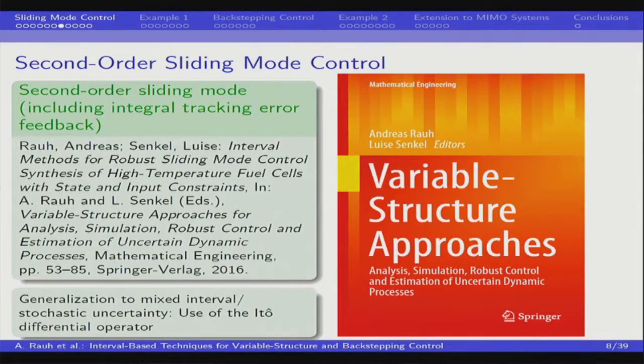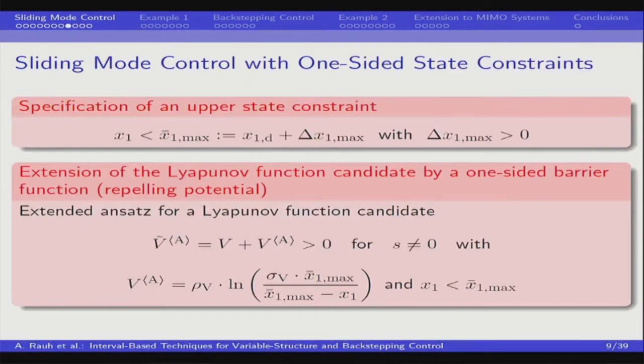Now, let's have a look at these constraints. These constraints are formulated as some kind of repelling potential. And this can either be done here in the one-sided case by this logarithmic function. And this logarithmic function makes sure that as the tracking error is something that is always below the desired reference trajectory, we want to make sure that we don't overshoot here the reference.